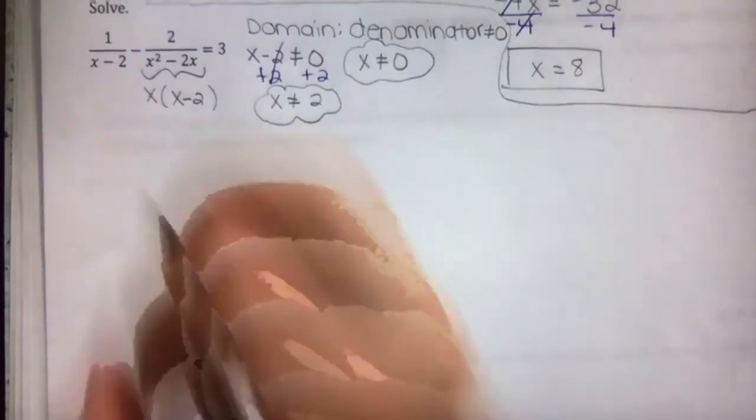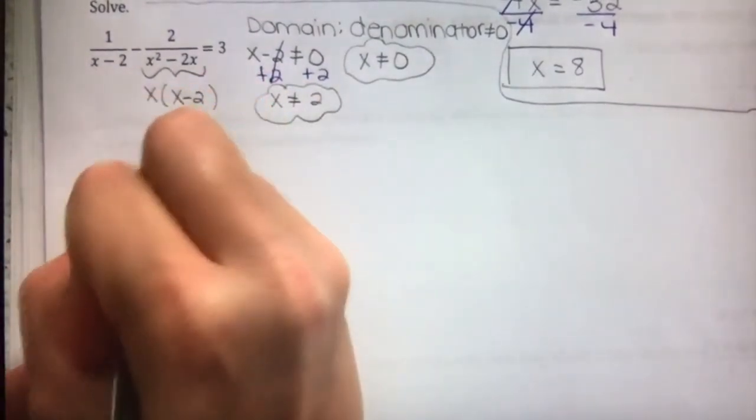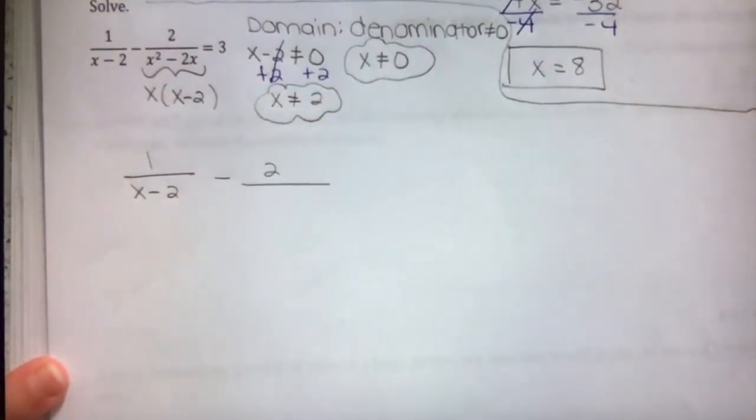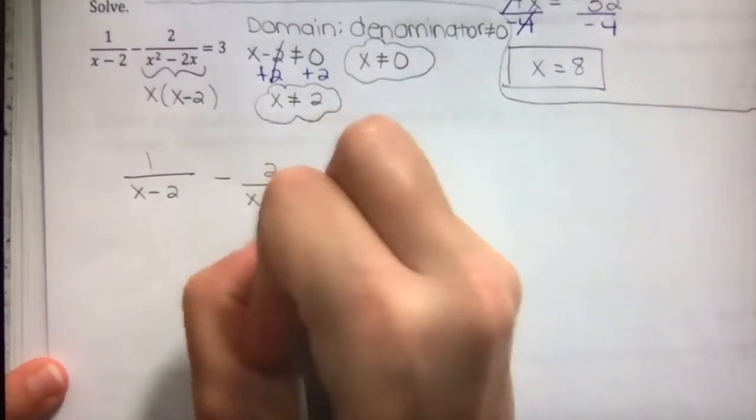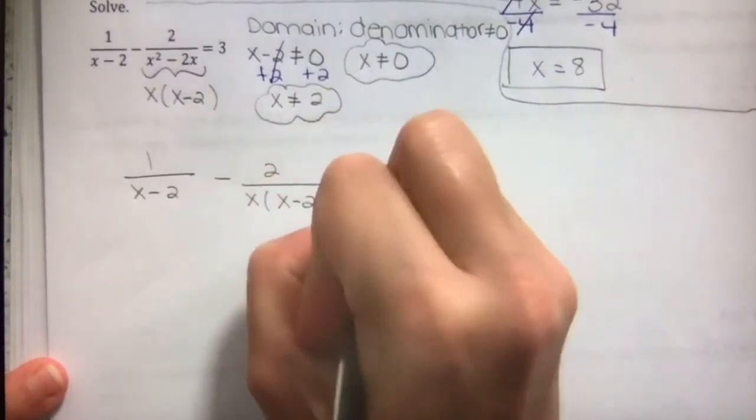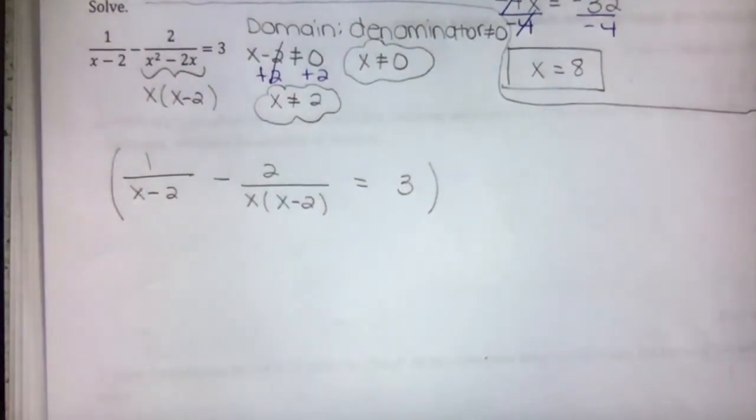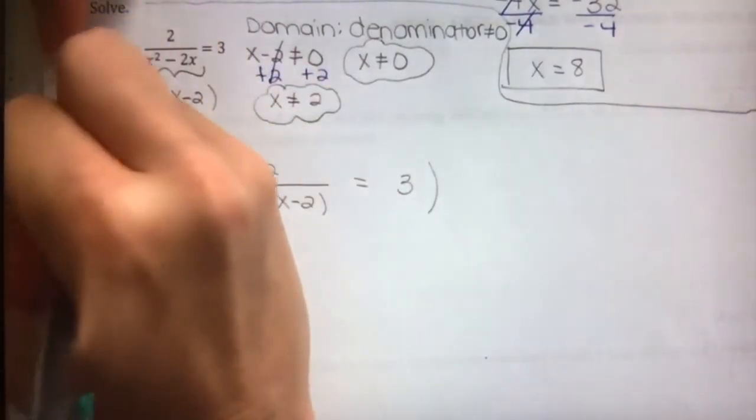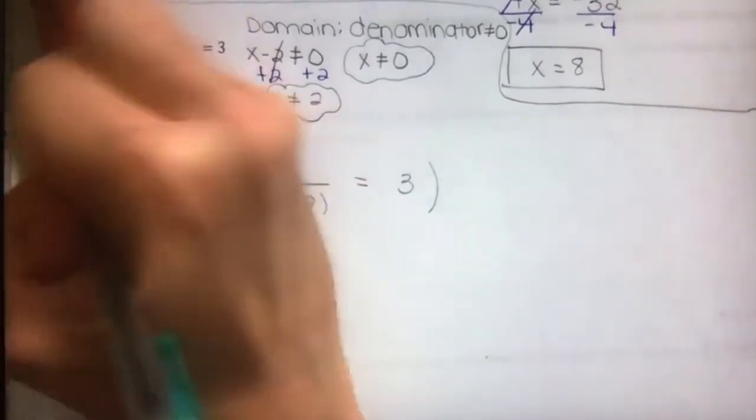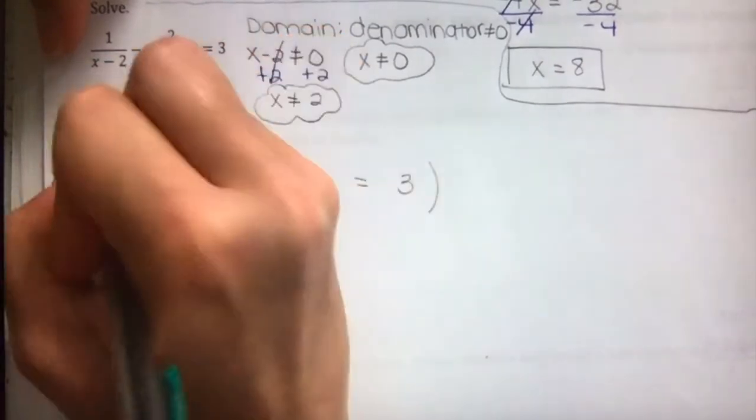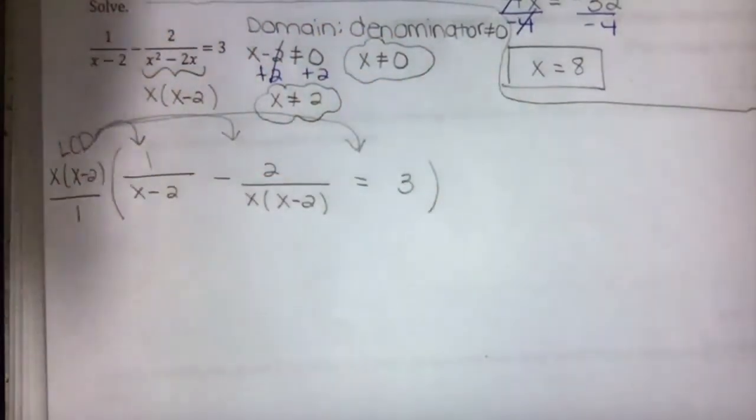So let's go ahead and try to solve this. I'm going to rewrite it just so it looks better in factored form. We have 1 over x - 2 minus 2 over x times (x - 2) equals 3. We want to get rid of the fractions. We do so by multiplying by our LCD, x times (x - 2). If it helps you, write it over 1. That's our LCD that we are going to distribute to every single term on both sides of our equation.